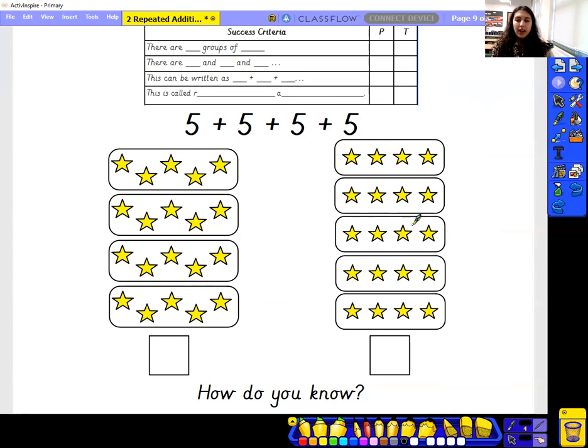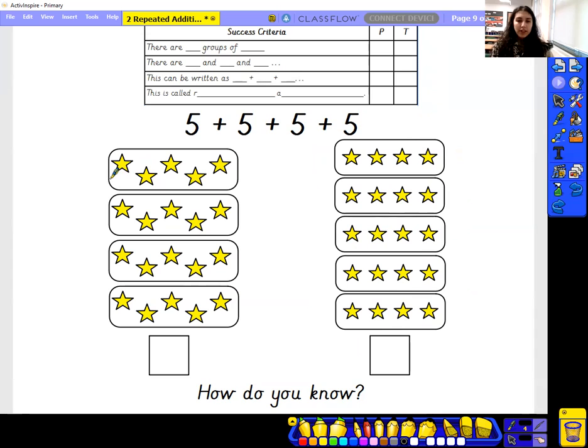Super. So let's have a look at this side first of all. So I've got 1, 2, 3, 4, 5 groups here. So that means I've got 5 groups of 1, 2, 3, 4. So I've got 5 equal groups of 4. So what that would look like is 4 and 4 and 4 and 4 and 4.